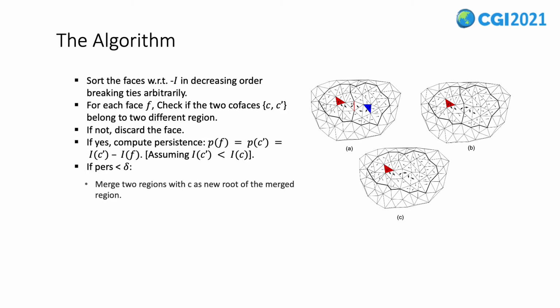Now the algorithm proceeds this way. We sort all the faces, the triangles, with respect to negative I, breaking ties arbitrarily. For each face F, we check if the two cofaces C and C prime belong to different regions. If they belong to the same region, we discard the face. And if they belong to two different regions, we compute the persistence. And if the persistence is less than some threshold, we merge the two regions and we choose the root to be the tetrahedron that appeared earlier in the filtration.